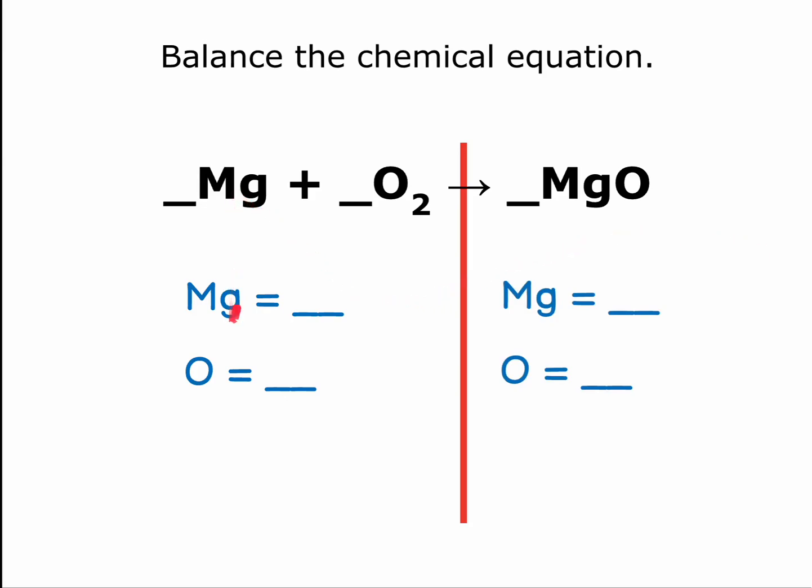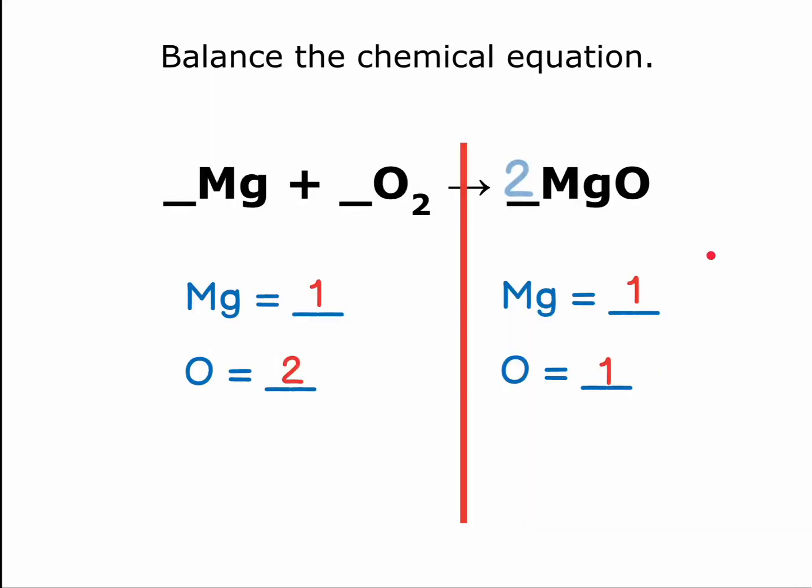Now we're going to count up the number of magnesium and oxygen in the reactants. So we have 1 magnesium in the reactants and 2 oxygen in the reactants. Repeat that for the products, which would be 1 and 1. So this is not balanced. Even though the magnesium are balanced, the oxygen are not. So we have to add some coefficients.